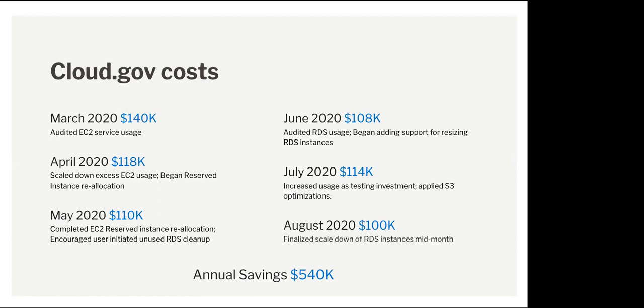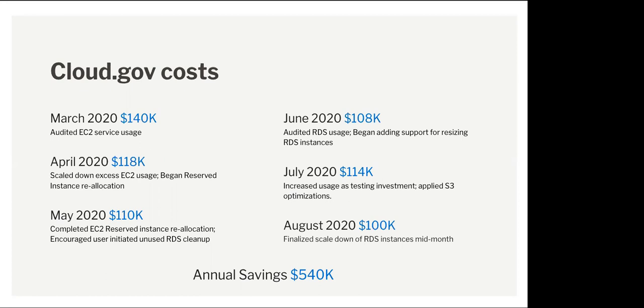And then in June, we continued auditing the RDS usage, and then began developing a tool that allowed customers to change between instance types in a single command within cloud.gov, and then of course brokered against AWS. So we could actually change the instance type in a matter of minutes.